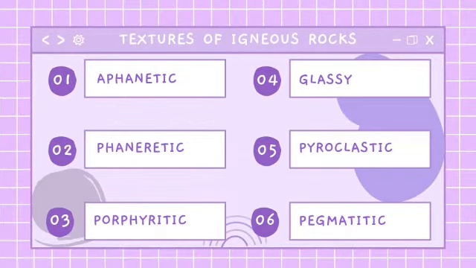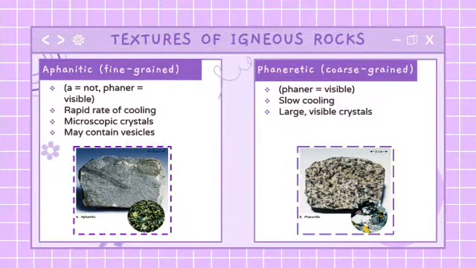So let's go to the six types of igneous rock textures. We have aphanitic, phaneretic, porphyritic, glassy, pyroclastic, and pegmatitic. So let's go to the first one, which is aphanitic. Aphanitic igneous texture, or fine-grained texture. A means not, while phaner means visible. These textures cool rapidly, and they also have microscopic crystals and may contain vesicles or holes from gas bubbles.